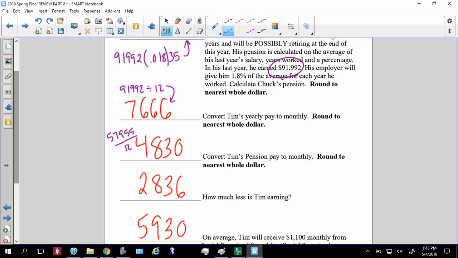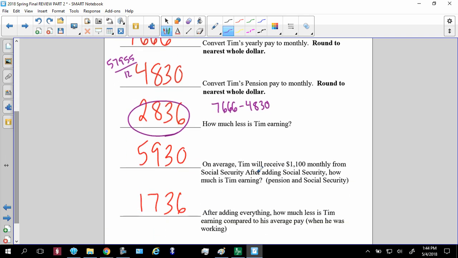So how much is Tim earning, or how much less is Tim earning? Well, he was making $7,766 a month. Now he's going to be making $4,830. So he'll be making $2,837 less. Now, on average, Tim will receive $1,100 monthly from Social Security.